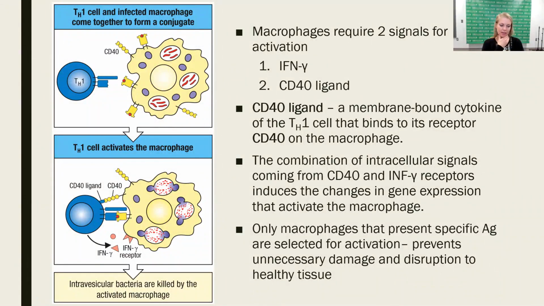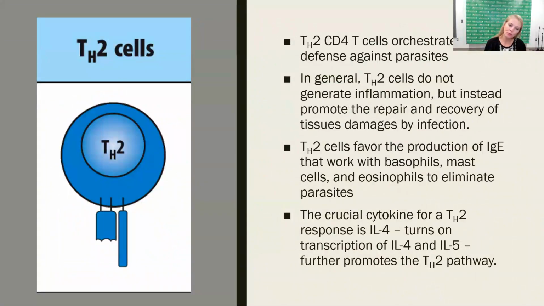And so that intravesicular bacteria are killed by the activated macrophage, and hopefully that then will produce a situation where there's not a whole lot of extra tissue damage, and the macrophage can kill what it needs to kill and just be efficient at it. Interferon gamma is also going to be that driving cytokine. Okay, so T helper 1, think pro-inflammatory. T helper 2, not very inflammatory. It's not anti-inflammatory, it's just not as inflammatory.